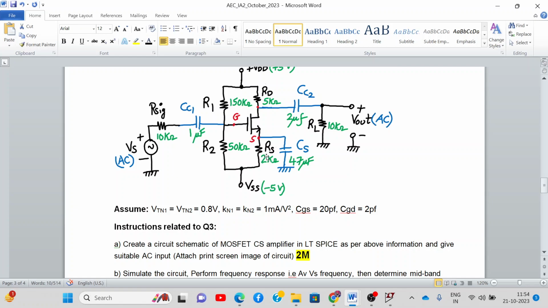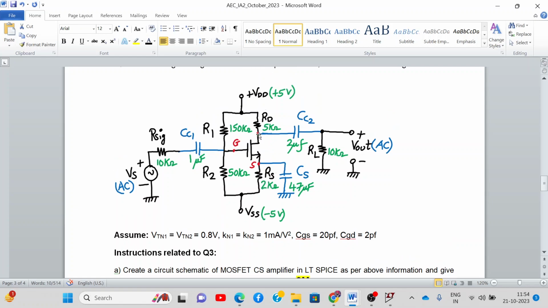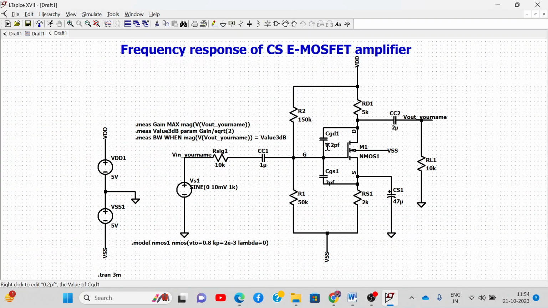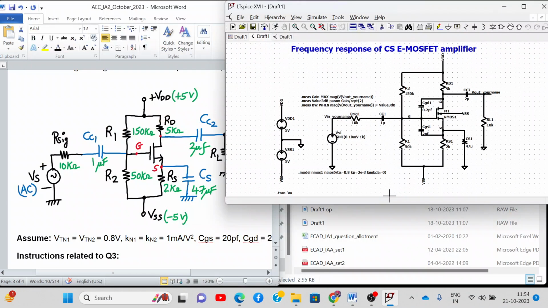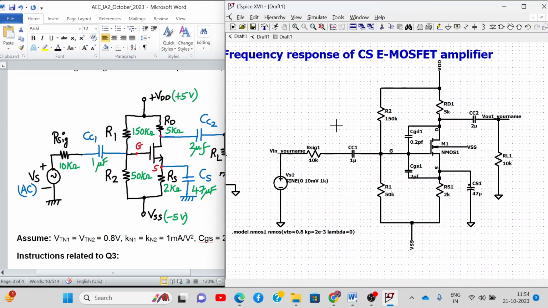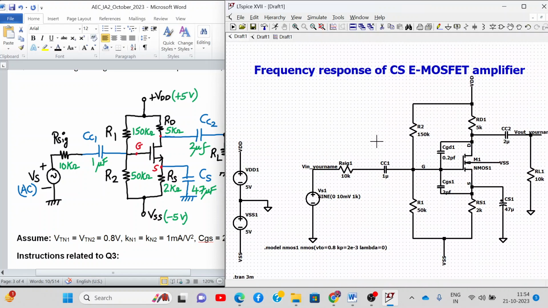CGS and CGD. Now what is CGS and CGD? This is my drain terminal. This is my gate terminal. So it's the capacitor externally connected between gate and drain terminal. CGS is the capacitor externally connected between gate terminal and source terminal. Alright. So let me just show it to you. I will not draw the circuitry. Let me just show it to you. This is how your circuit will look like. Okay, no need to do this. This basically calculates the frequency response. Most of the parameters are same, but some are different.